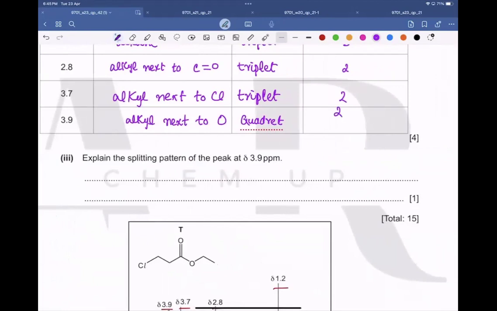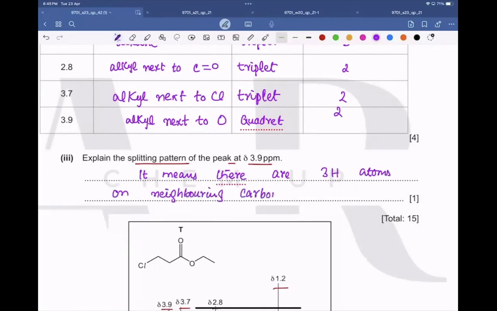Now explain the splitting pattern of the peak at 3.9. So we identified that it's a quartet, and why does the quartet occur? It means there are three hydrogen atoms on the neighboring carbon. So till here, is this clear to all of you?